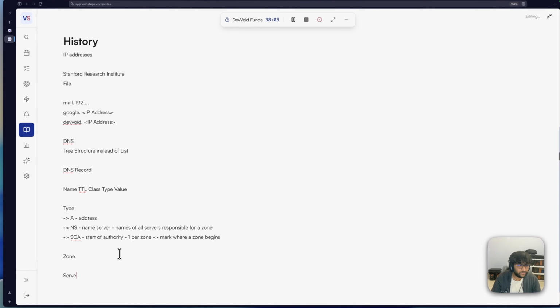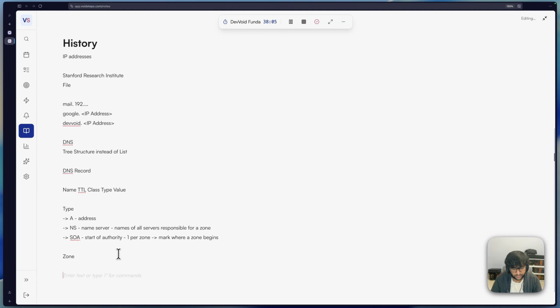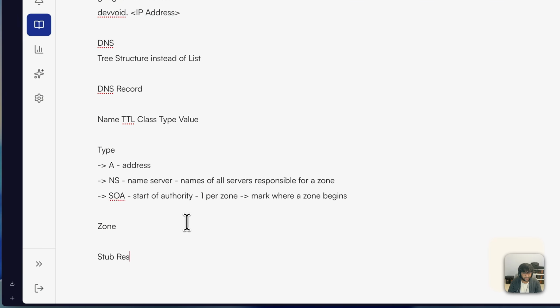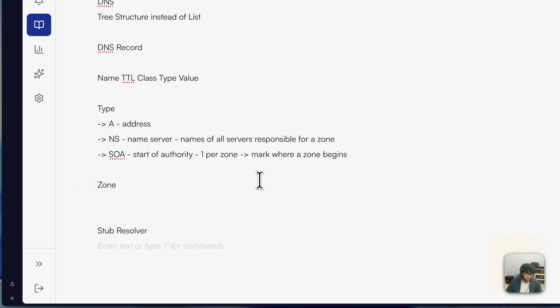Now, I would not call it a server. I would call it more of a resolution and whatever. But there are three kinds of resolvers. Okay. One is something called a stub resolver. There's something called a recursive resolver as well. Another thing is the authoritative server.